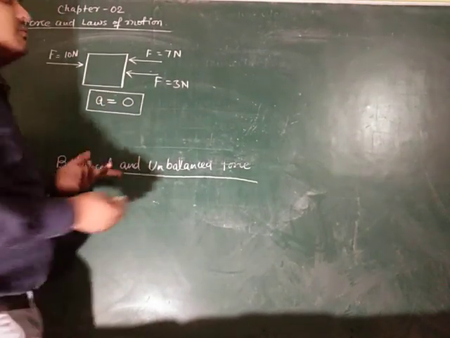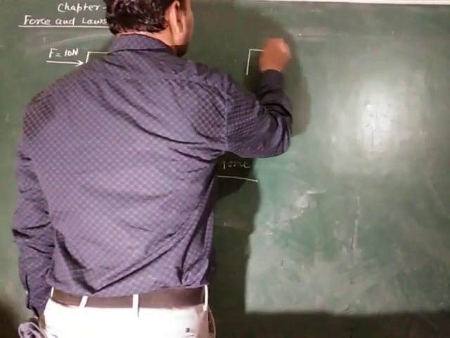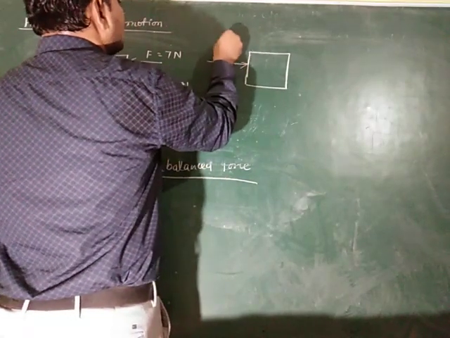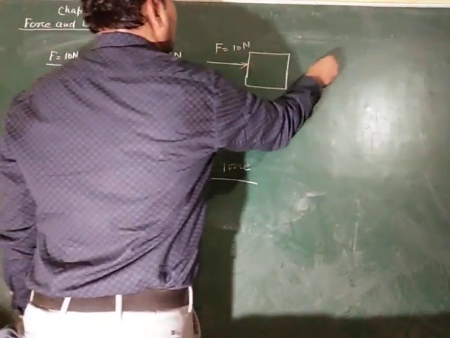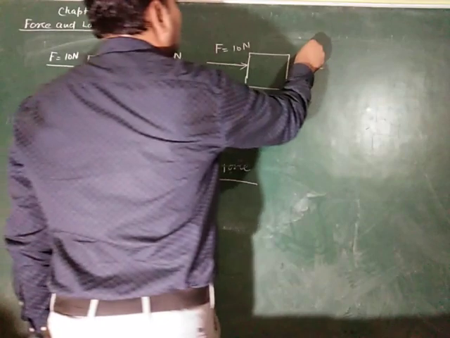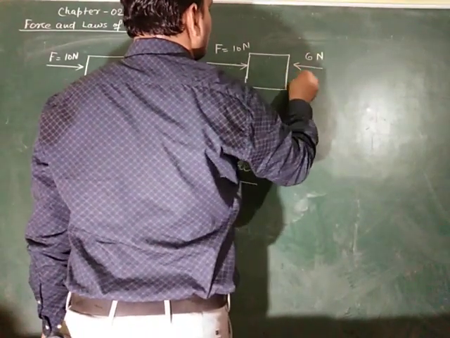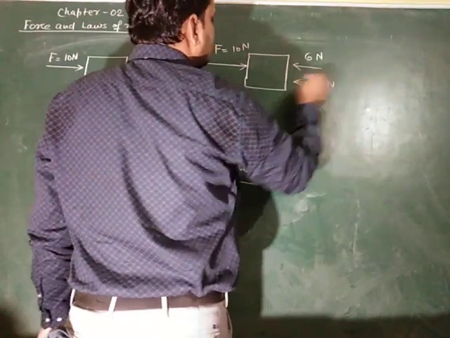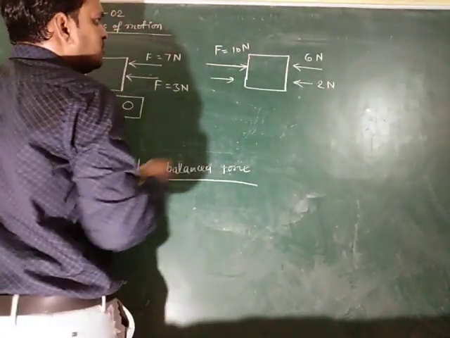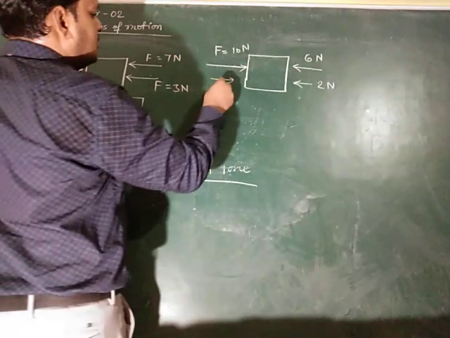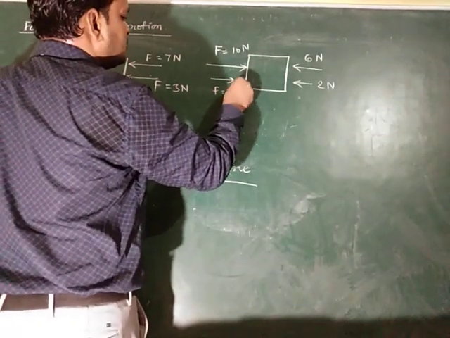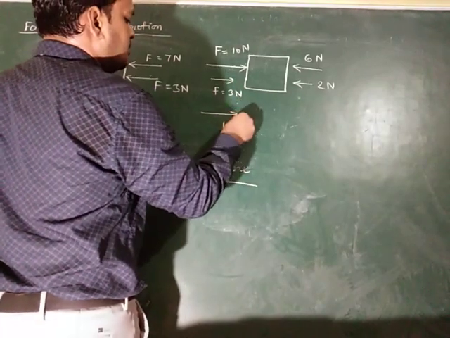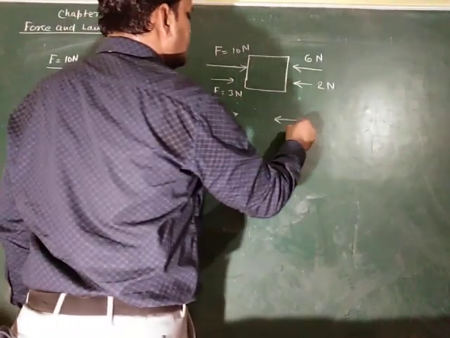Okay, and we can take another example. Again we have taken a body, again F is equal to 10 Newton, and in this direction 6 Newton, and maybe many forces, you can take 2 Newton. Again apply a force from this side too. What is this? F is equal to 3 Newton. The total force is 13 Newton from this side, and from this side there is 8 Newton.